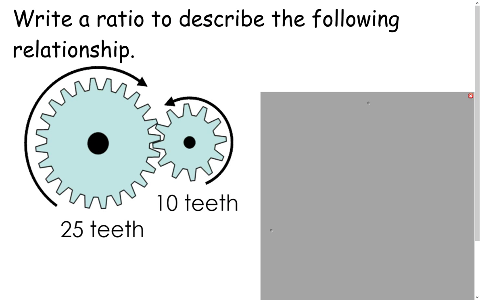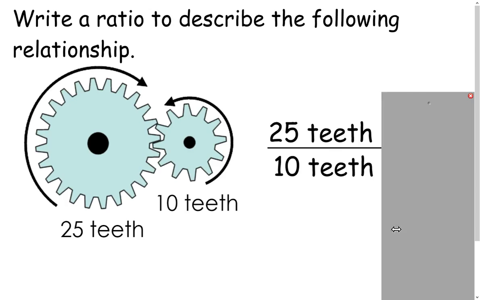So write a ratio to describe the following relationship: a gear of 25 teeth to 10 teeth. So we're going to write 25 teeth to 10 teeth. And then we get to cancel some things out here. So we're going to cancel out the teeth and teeth. So the teeth go away because ratios have no units.